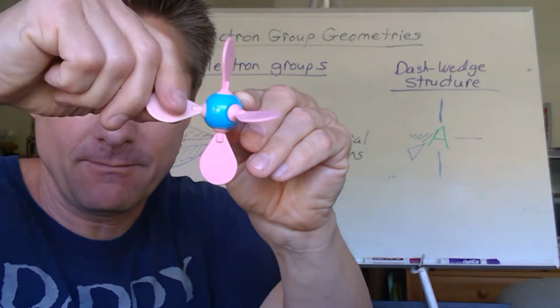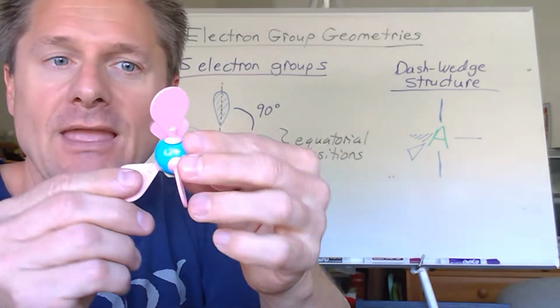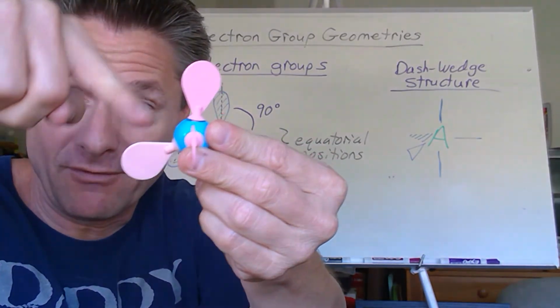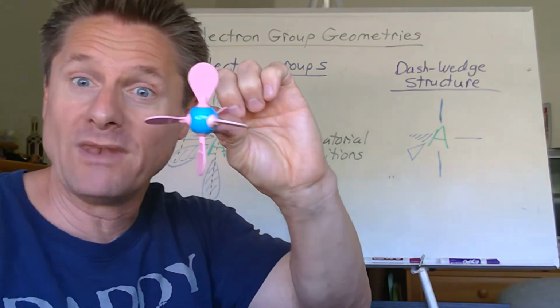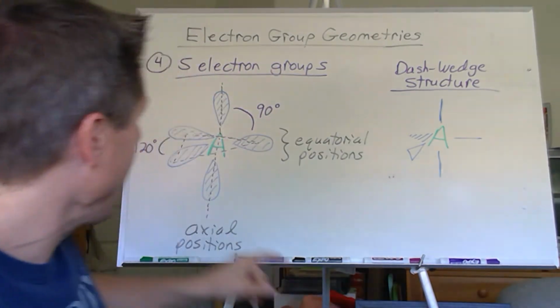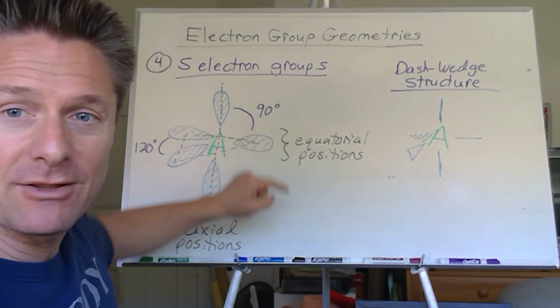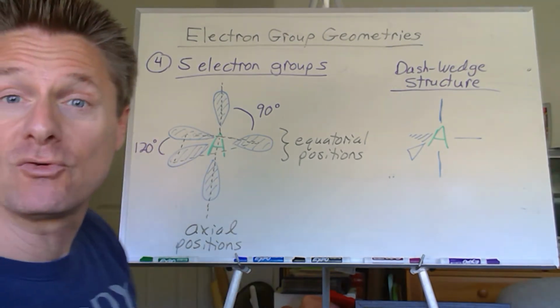90 degrees here. And then within the equatorial positions, you get 1/3 of a circle. So it's like trigonal planar with one up, one down. It's like a top. You could spin it like a top. So 90 degrees between axial and equatorial, 120 between equatorial.